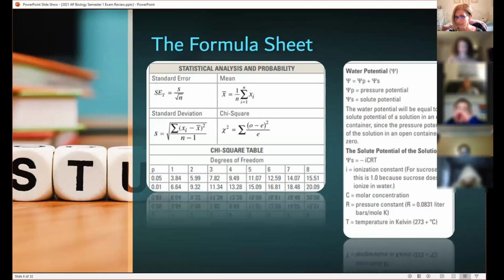Any questions on the math piece? Okay, so Josh, the formulas are given to you. Big timer in front of you.